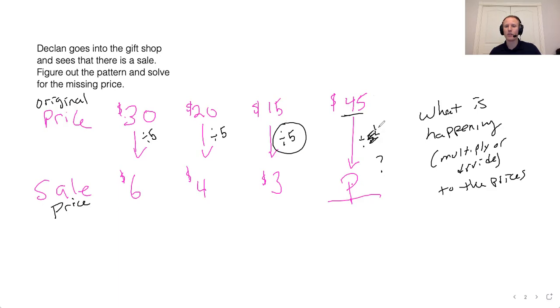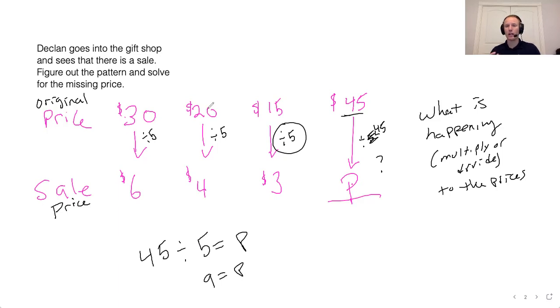Whoops, I wrote it backwards. So we have 45 divided by 5 equals P. In this case, 9 equals P, because 9 times 5 is 45. So the way I think of that is I think of what times 5 is 45, and the answer to that is 9. So the key to this is looking at what's happening to these numbers.